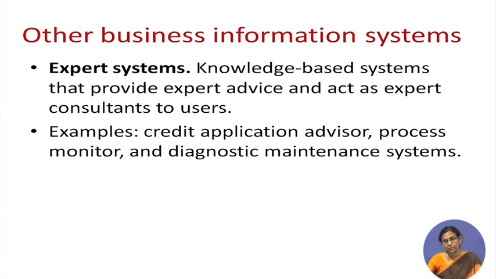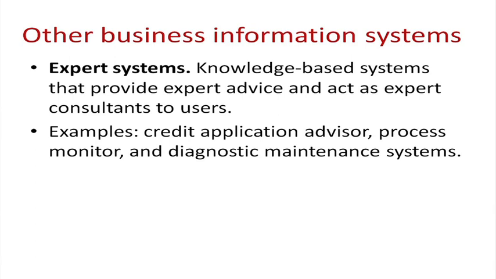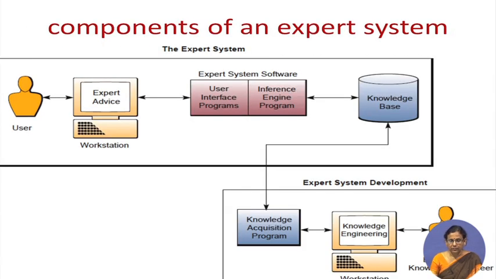The expert has his personal experience, and this personal experience is fed to the system, and this system in turn helps the decision maker. So, a decision maker who may not be an expert in that field can get help of the expert system to derive the knowledge. The examples include credit application advisor, process monitor, diagnostic maintenance system, and so on. These are the typical components of an expert system.